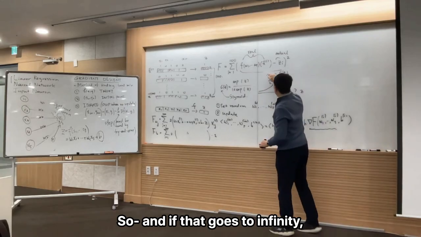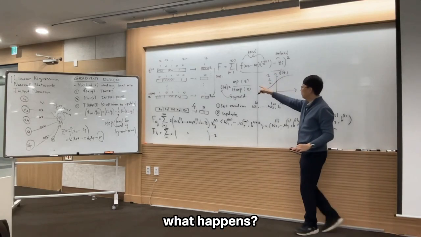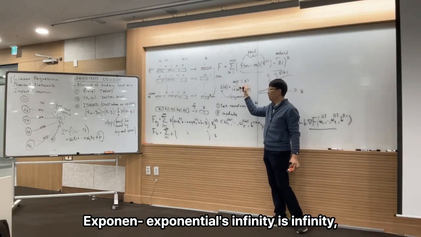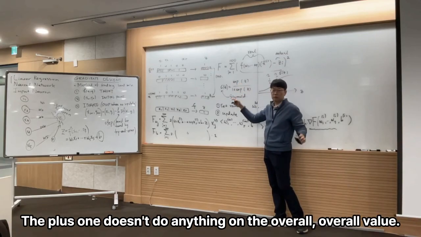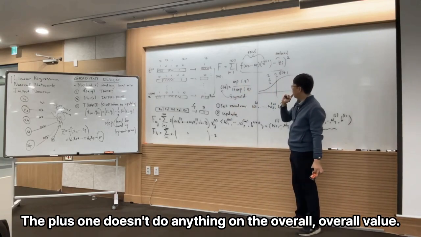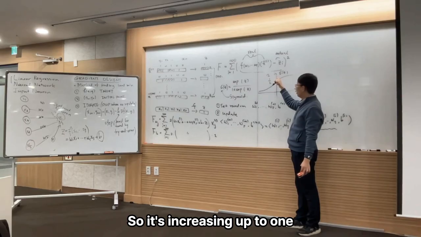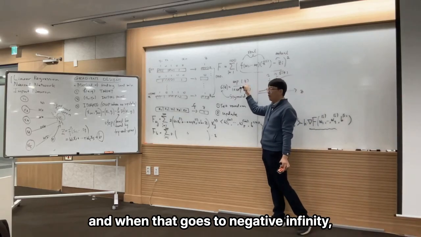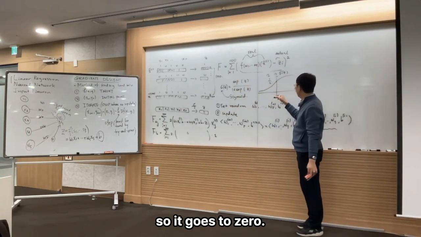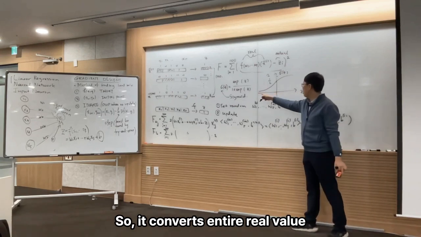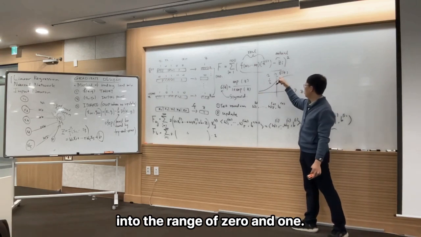And if z goes to infinity, what happens? Exponential infinity is infinity, so it's kind of infinity over infinity. So plus 1 doesn't do anything on the overall value. So it's increasing up to 1. And when z goes to negative infinity, exponential negative infinity is 0. So it goes to 0. So it converts the entire real value into the range of 0 and 1.